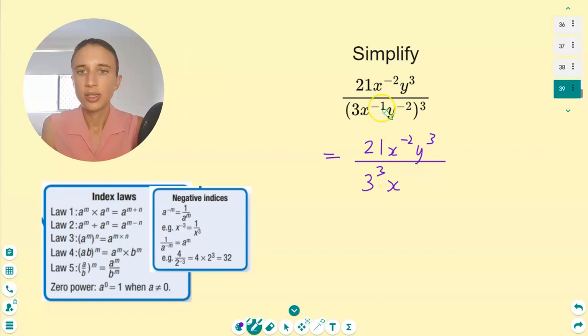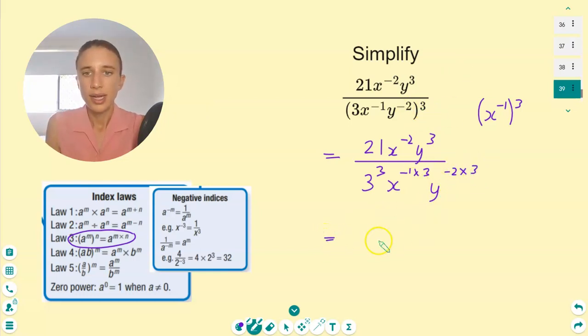x to the negative 1 and raised to the power of 3. If I look at that, that's x to the negative 1 raised to the power of 3. And we have a rule for that, where you times the powers. So x to the negative 1 times 3, y to the negative 2 times the powers. And let's simplify it a little bit.